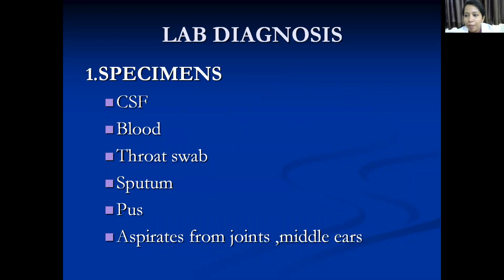Now coming to the lab diagnosis. What are the specimens to be collected? First of all, CSF in meningitis, blood, throat swab, sputum, pus, aspirates from joints and middle ear. Depending on the part which is affected, we collect the specimen. Whatever part is affected, from that part we collect the specimen.